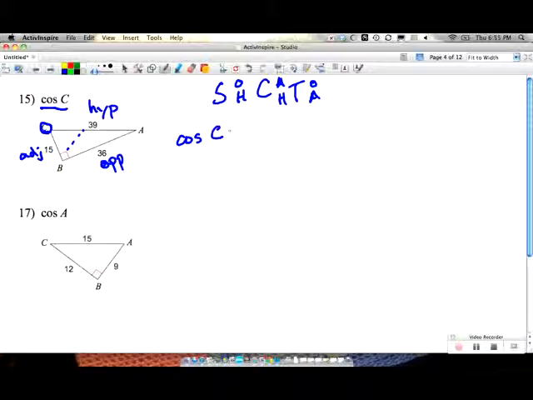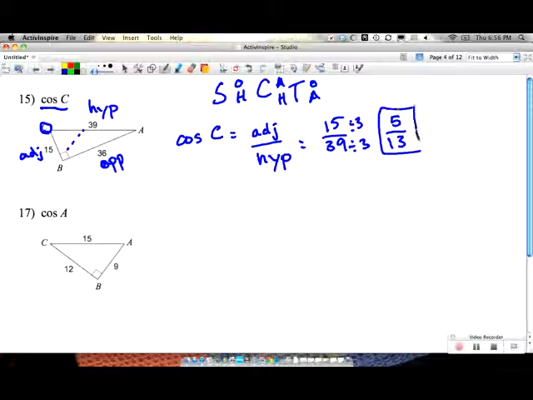Cosine of C is going to be the adjacent over the hypotenuse, which would be, in this case, 15 over 39. Now, it's not exactly obvious, but both of these are divisible by 3. 3 goes into 15 5 times, and 3 goes into 39 13 times. So 5 over 13 would be our final answer on a multiple choice test.